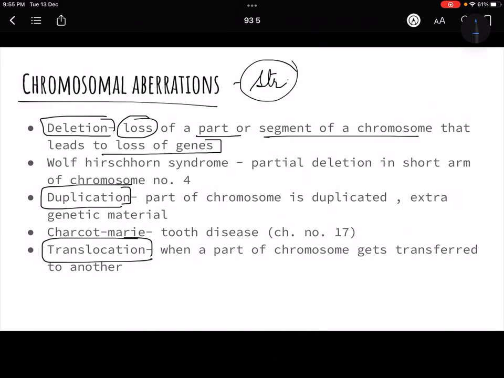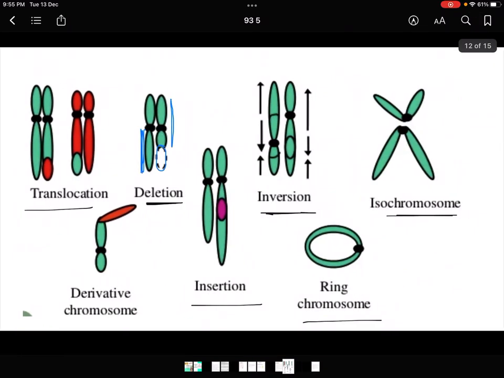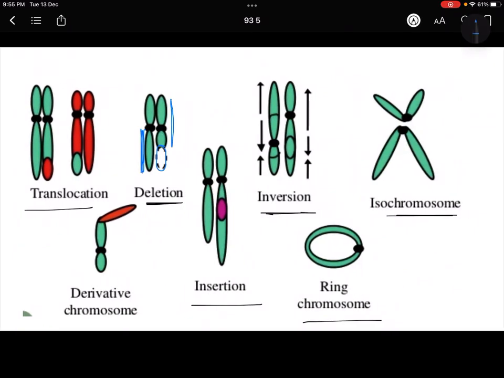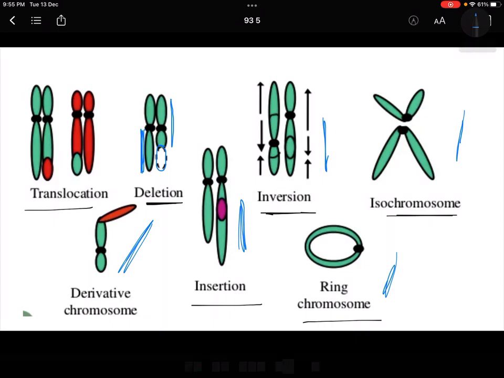What is deletion? So in this we have written also one more example. Wolf, I don't know now how to pronounce this, Hirschhorn syndrome. There is partial deletion in the short arm of chromosome number 4. So you can see there are a lot of diseases that happen due to such kind of chromosomal aberration. And you saw now why this is structural, because the structure has changed. The normal structure of the chromosome looks different in all the cases that we are seeing, right? So there is structural difference.